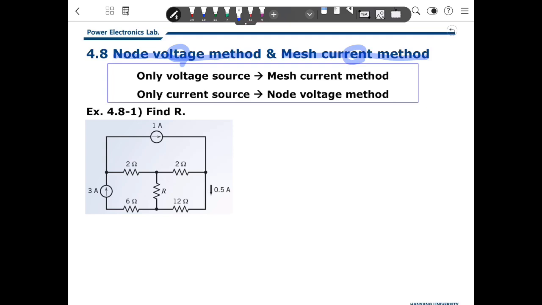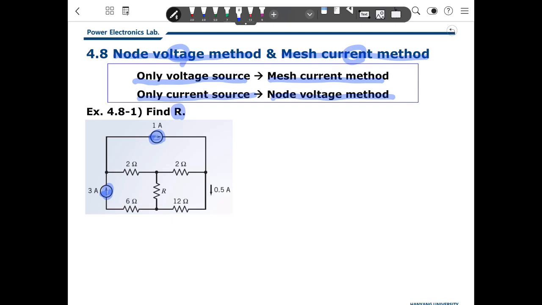As a rule of thumb, when the circuit has only voltage sources, the mesh current method is simpler. If there are only current sources, the node voltage method is a little simpler. In this example, we should find R, but in this circuit there are only current sources here. So we will do this using the node voltage method at first.